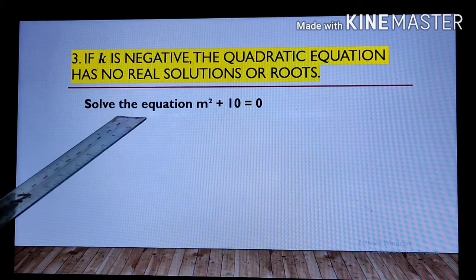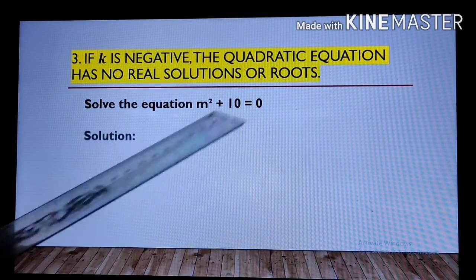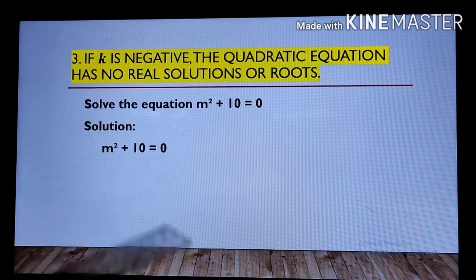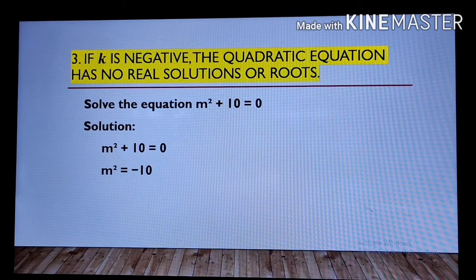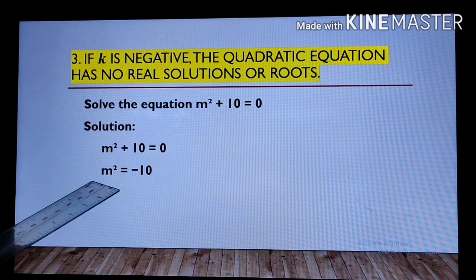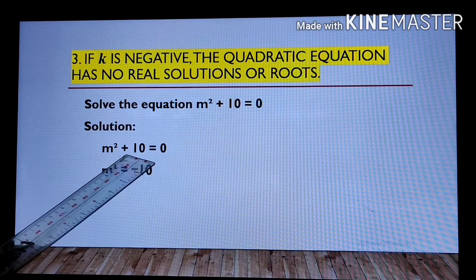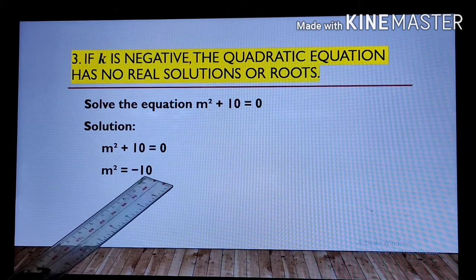So, I have here an example. Solve the equation m squared plus 10 is equal to 0. Solution, copy lang the given equation. Then, i-change natin siya to x squared is equal to k, diba? So, m squared is equal to positive 10 since ita-transpose natin siya to the right side. So, from positive magiging negative 10.